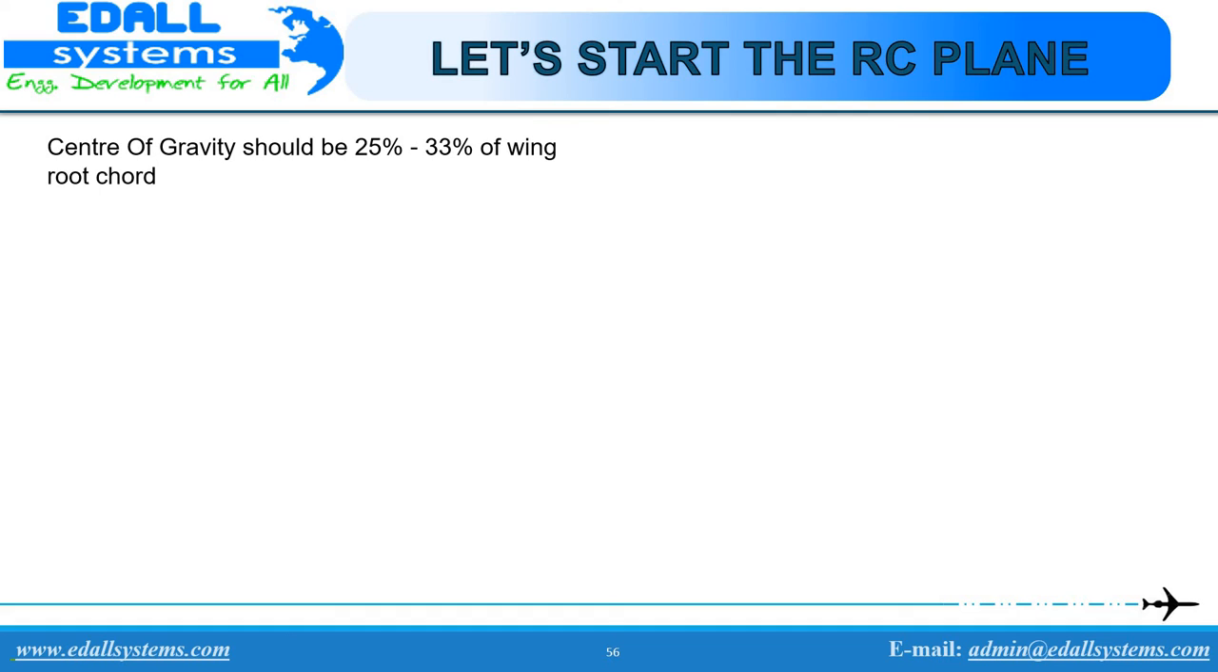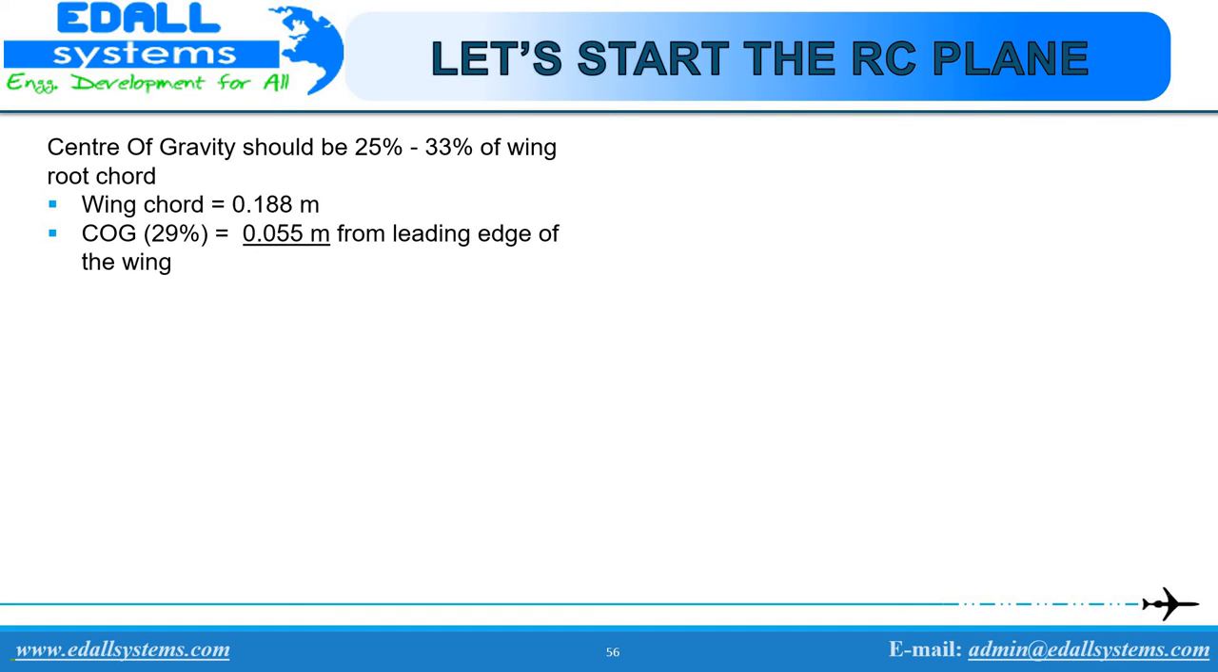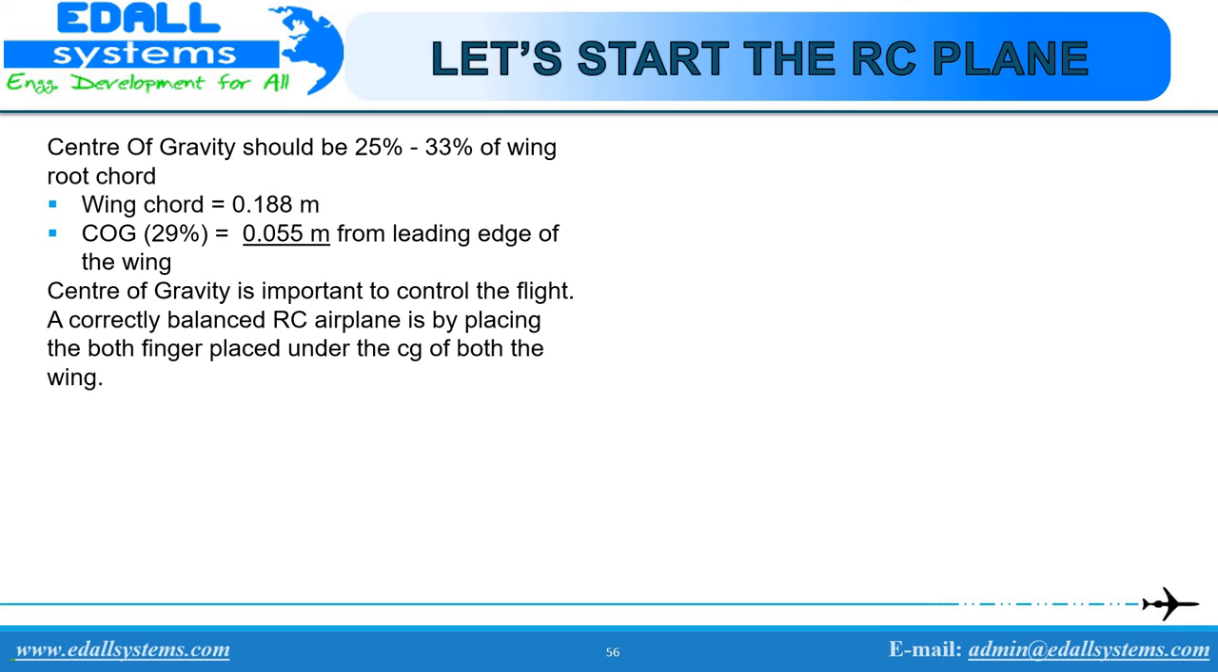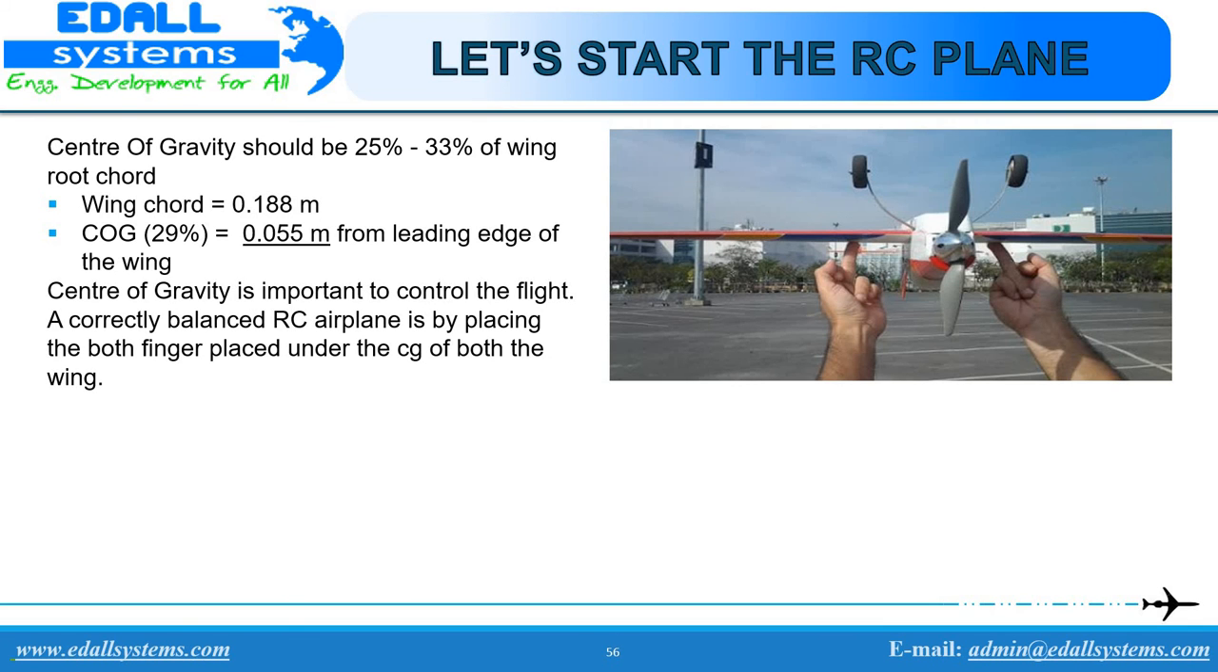Correctly balancing your RC plane is important for safe flying, because an incorrect COG, that is center of gravity, can potentially result in the plane being quite unstable or hard to control in flight. Every RC plane has a specific CG position where all gravity forces act upon the plane, and it is the point where the plane balances perfectly. Since we are doing a high wing trainer aircraft with parallel wing chord, the first thing we need to do is identify the COG, which is 0.055 meter from the leading edge.